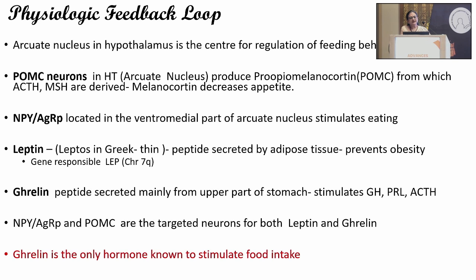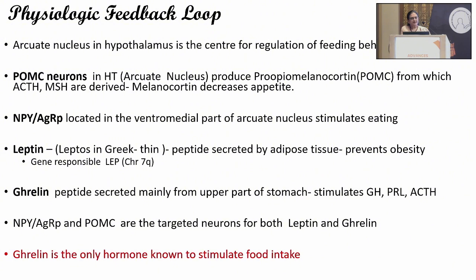There is a physiological feedback loop which is centered at the hypothalamus. You have the arcuate nucleus, and these are the 2 neurons which you should keep in mind. POMC neurons, in the arcuate nucleus of the hypothalamus, pro-opiomelanocortin, which is a source of ACTH and MSH, and melanocortin released decreases appetite. And you have the neuropeptide Y and agouti-related protein in the ventromedial part again of the arcuate nucleus, which will stimulate eating. So these are the 2 neurons. One stimulates, the other decreases eating. And the 2 hormones which are involved are the leptin and the ghrelin.